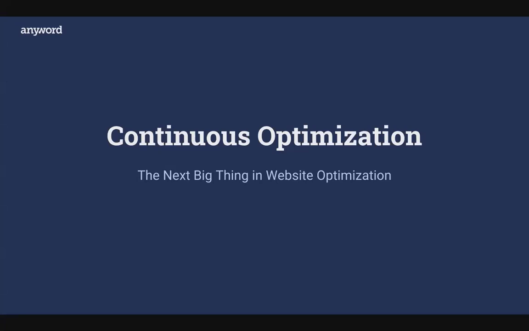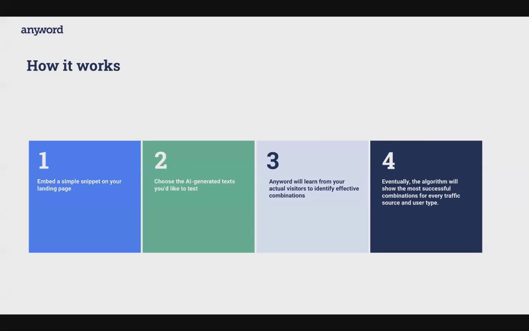Well, it's a feature where all you need to do is just put a snippet on your landing page, just a bit of code, generate AI variations based on the text on your landing page. And then what we do is we dynamically present the right text to the right person at the right time. Eventually, the algorithm continues to learn, and then it will optimize itself to the point where you can get really precise with the text that you display to people that come in.